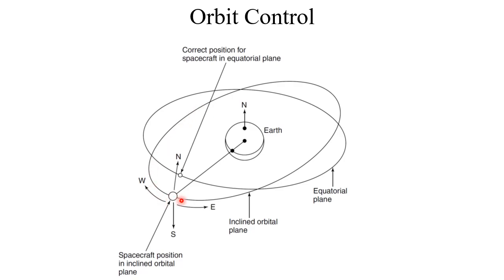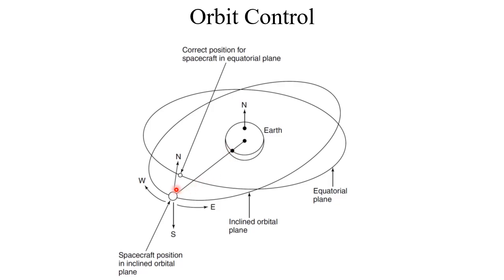Okay, so from any point on the Earth, instead of observing the satellite in that particular direction, the satellite will now be observed in this particular direction. That means the satellite will be moved in a north-south direction.